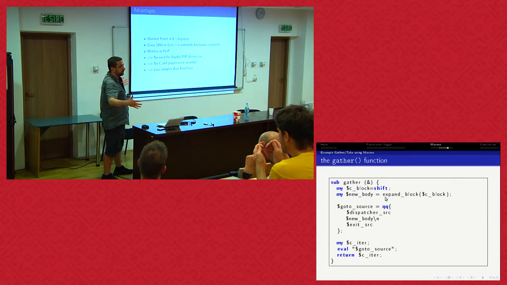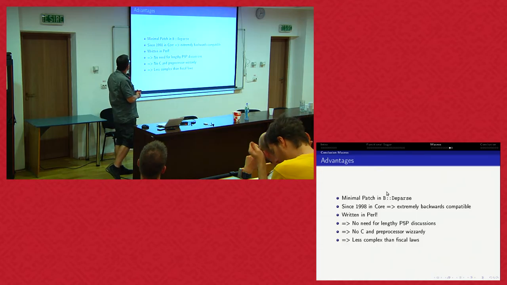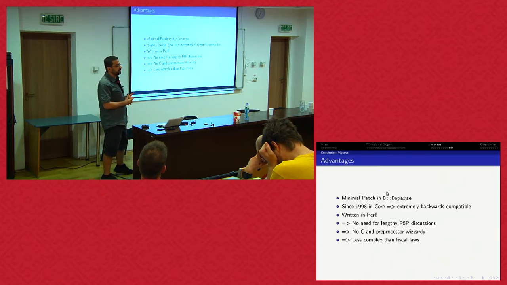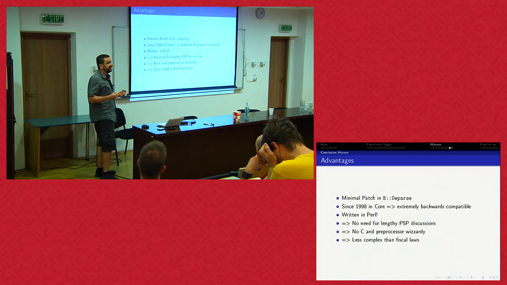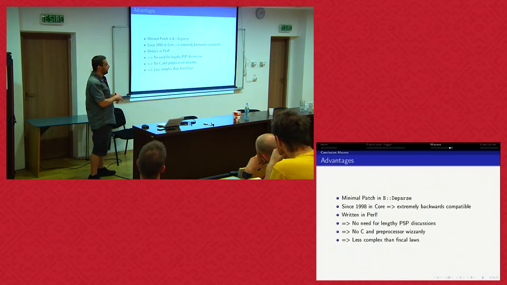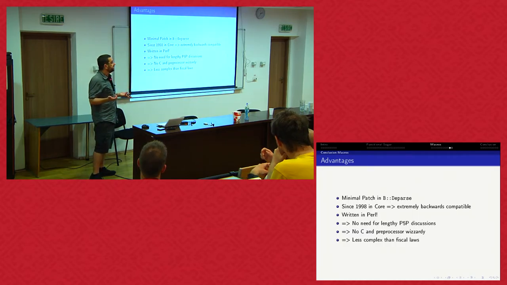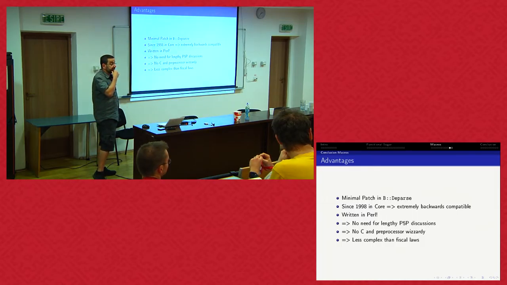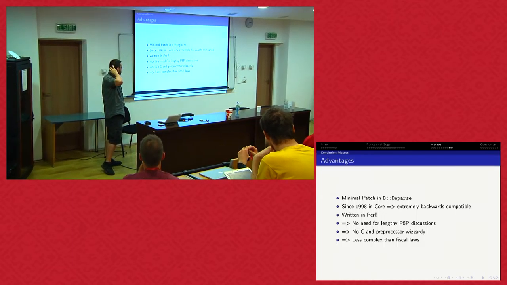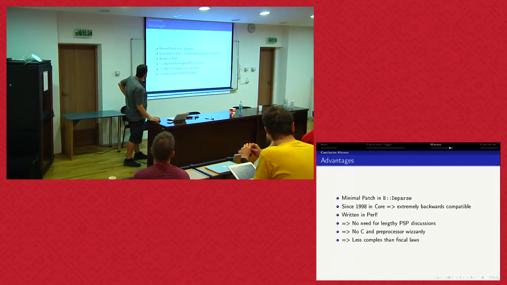So advantages, just a moment. We have a big time for questions, so if it's a short question only. Examples, advantages of this approach: it's a minimal patch in B::Deparse. B::Deparse is part of core since 98. It's written in Perl, so no need for lengthy P5P discussions to implement it. No C or preprocessor wizardry. We had plenty of talks of how to understand XS and C and macros in C and preprocessor. And it's, in the end, less complex than fiscal laws, unless, well, I don't know, maybe Cayman Islands are easier. But Germany for sure not.